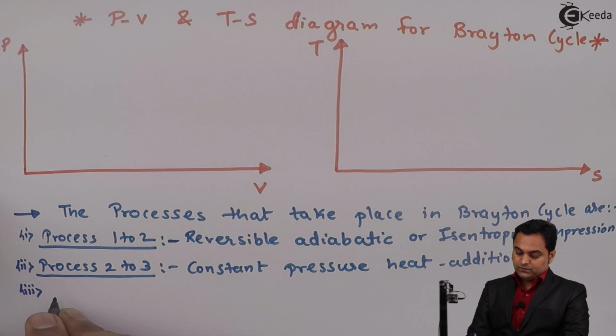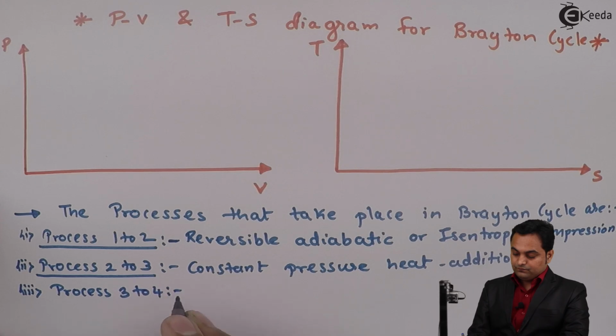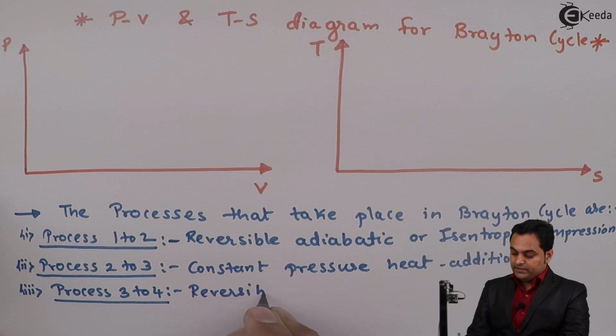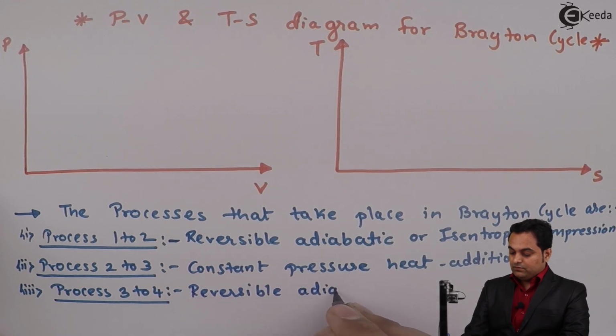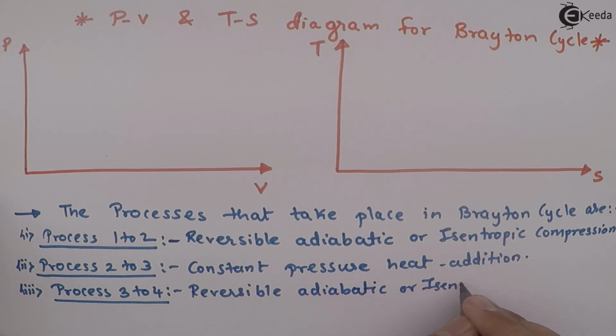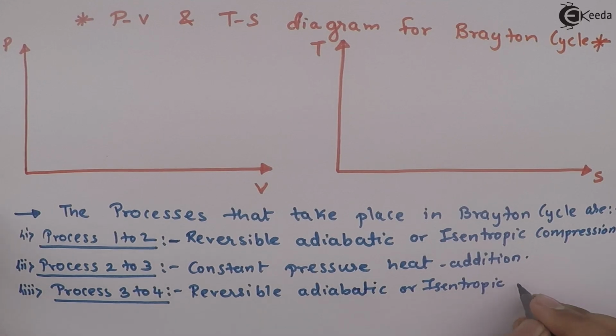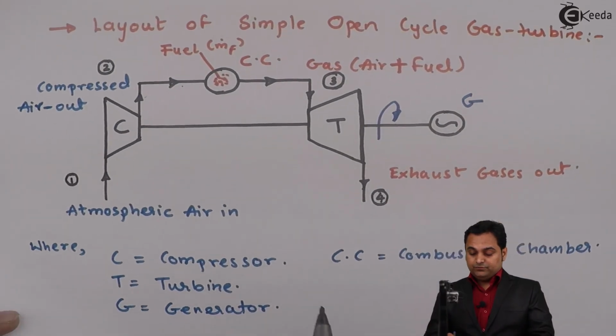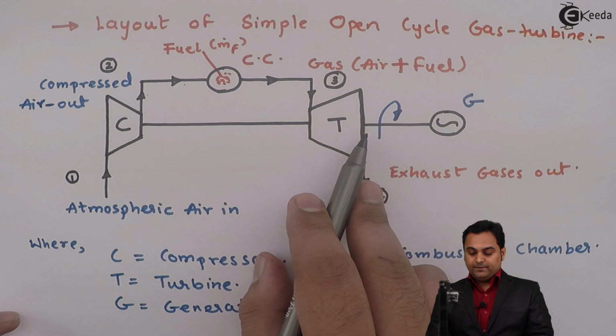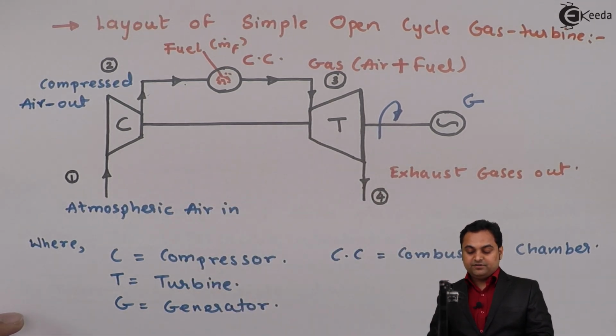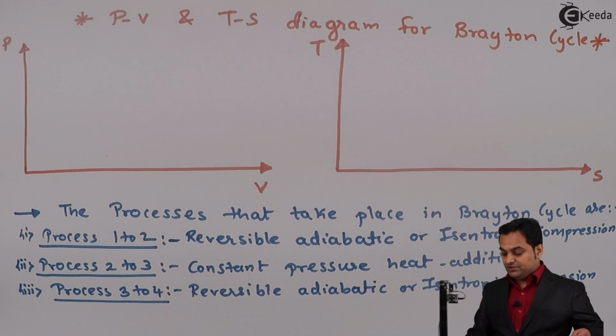Next, process 3 to 4 is again reversible, adiabatic or isentropic expansion, because as we see here from 3 to 4 there is expansion in the turbine, so that expansion is taken as reversible adiabatic or isentropic expansion.